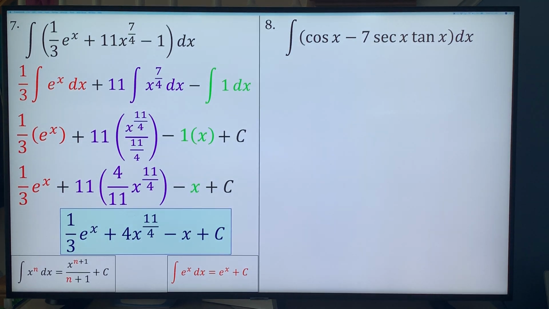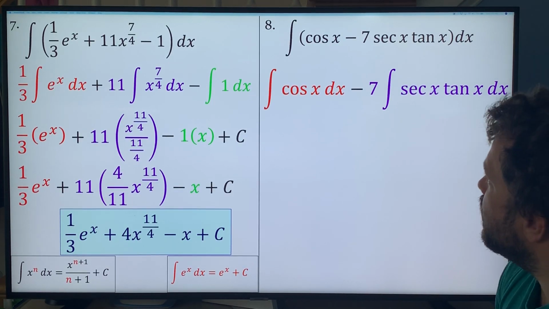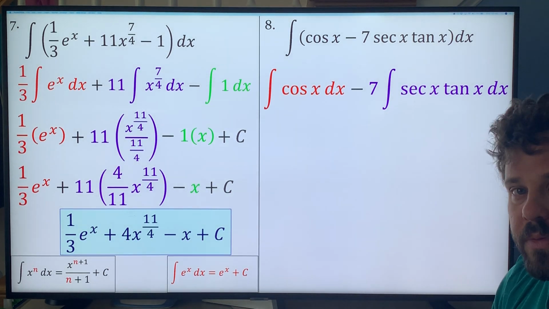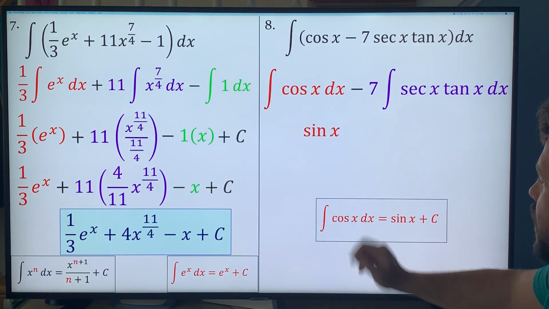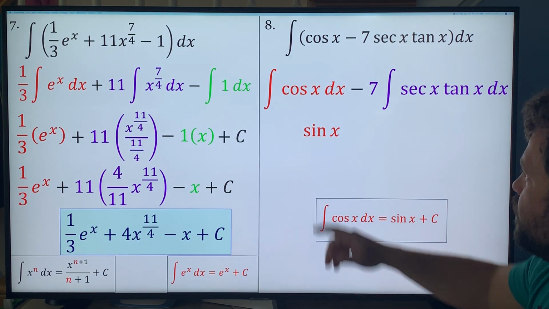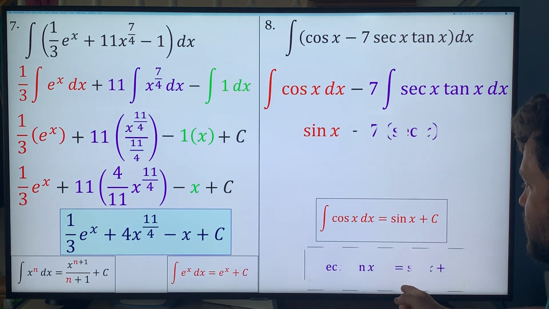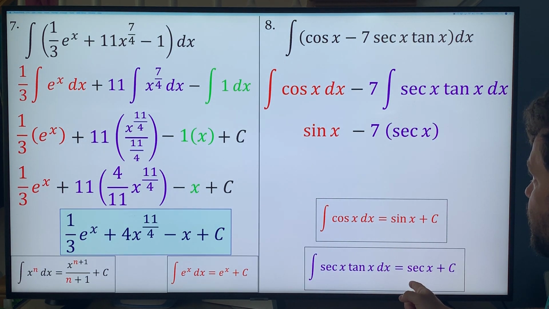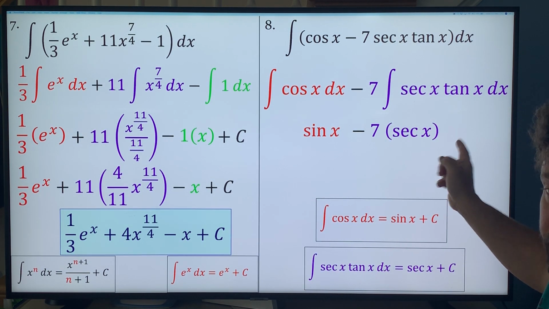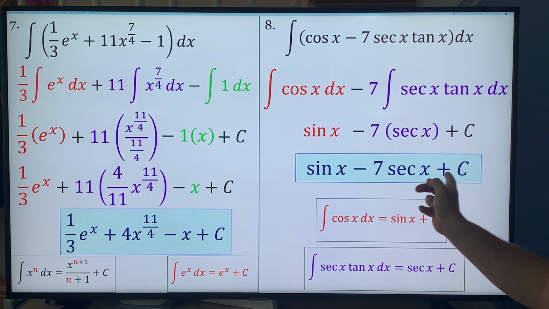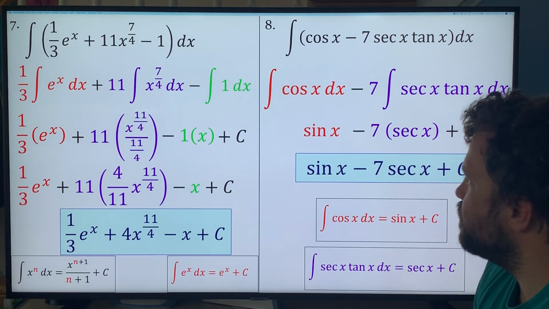This one, you got to use some trig functions. Let's look. All right, you got the integral of cos x minus 7 secant x tan x. Take out the 7. So look back to that first page. Everyone over? Integral of cosine we know is sine. Pretty much plug and play. Integral of secant tan is secant plus c. That's your answer. Sine x minus 7 secant x plus c. All right.